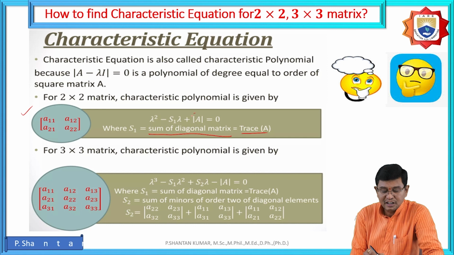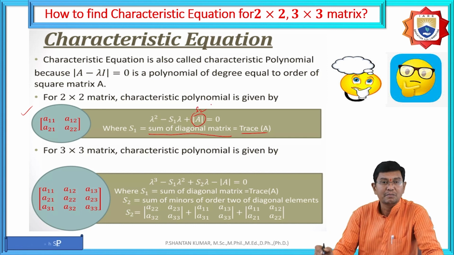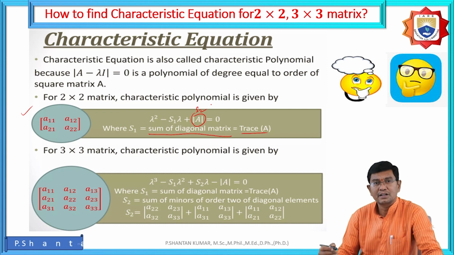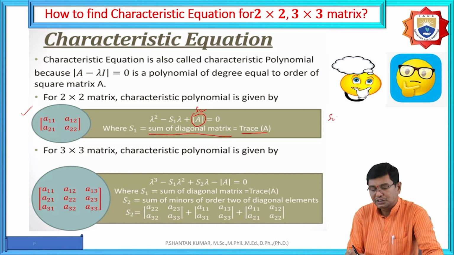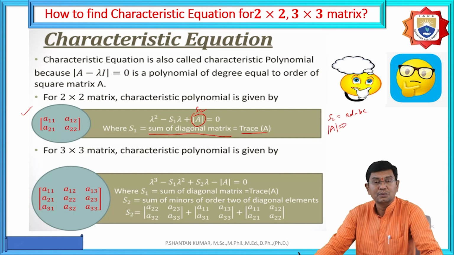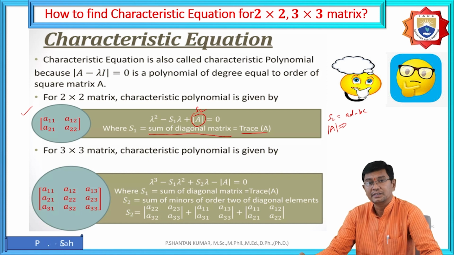And S2 is the determinant of the matrix. For a 2 by 2 matrix, S2 is equal to AD minus BC, which is the determinant of the 2 by 2 matrix. And further, the 3 by 3.